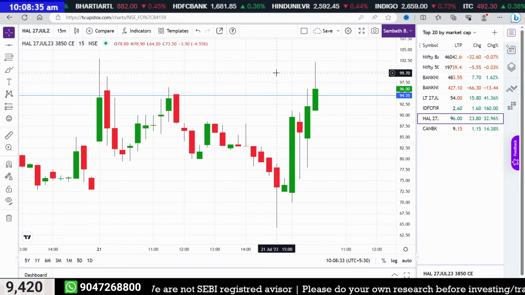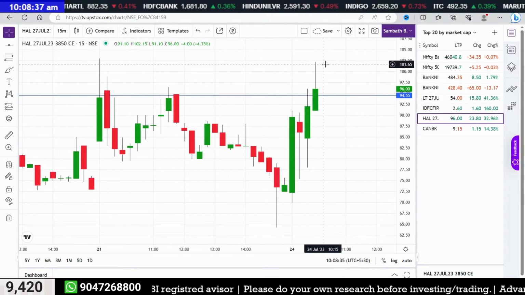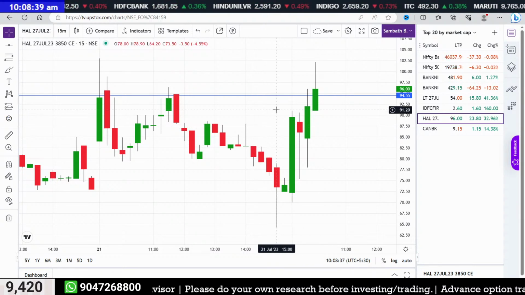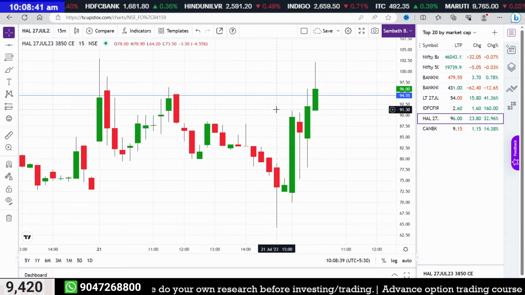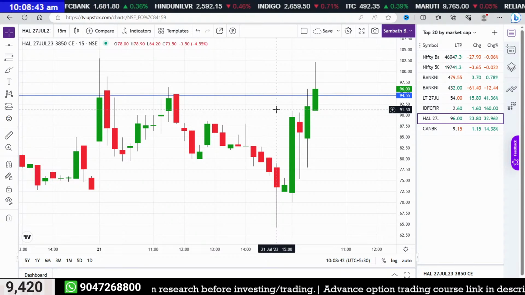Already it moved, sir. HAL went up to 102. So from 94, almost 8 rupees it went higher. And now it is trading somewhere around 96.